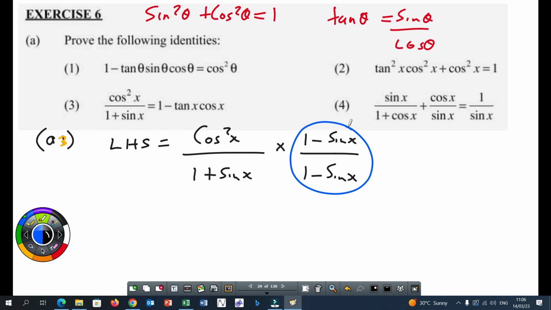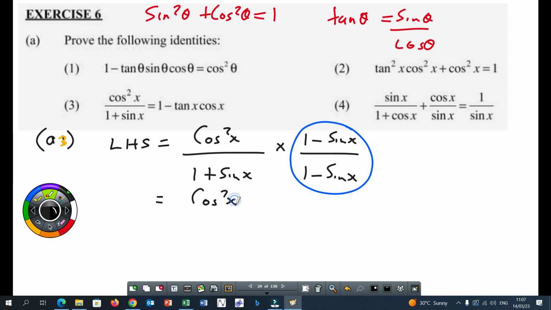Alright? Then, from here now, I'll end up getting cos squared x minus sine x times cos squared x, all over. Now, if I multiply those two, I'll get 1 minus sine squared x. Do you see that? Your factorization. This times that will give me a difference of 2 squares.